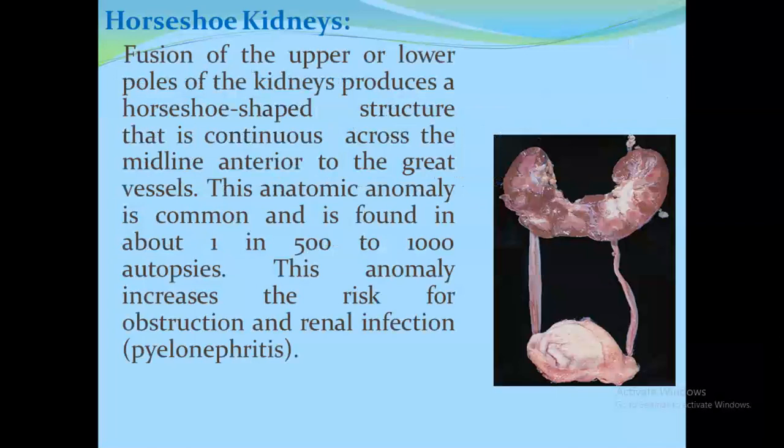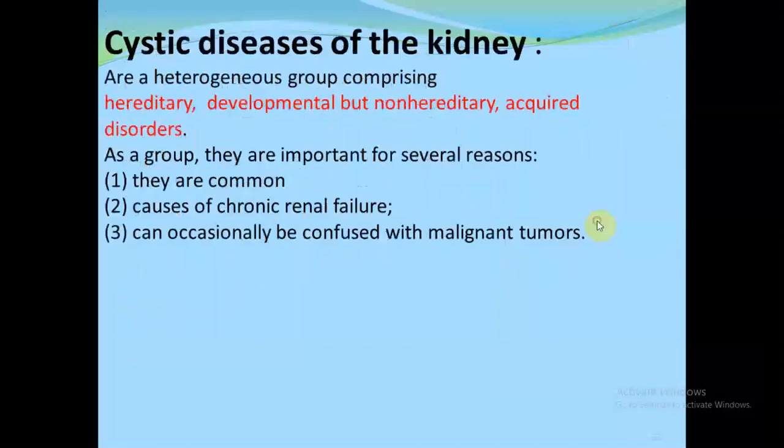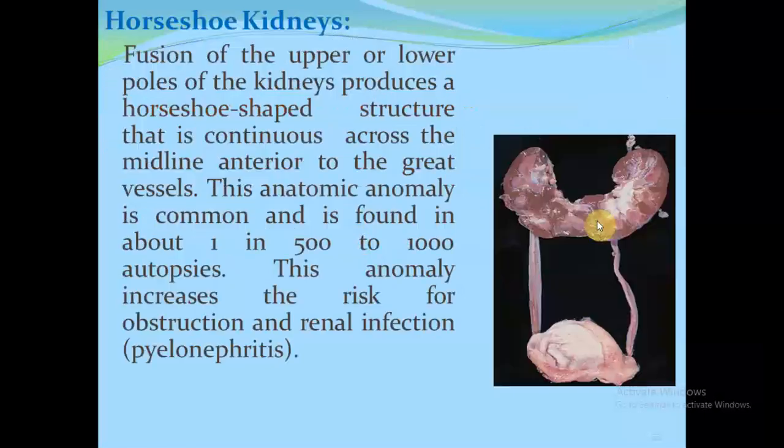Horseshoe kidney: there will be fusion of two kidneys either from the upper pole or from the lower pole. The problem with horseshoe kidney is that it is associated with urinary obstruction and renal infection, pyelonephritis. The incidence of horseshoe kidney is about 1 in 500 to 1 in 1000 autopsies.